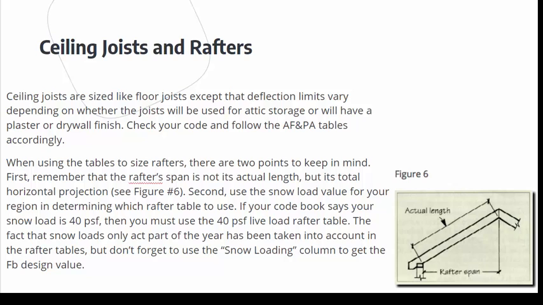When using the tables to size rafters, there are 2 points to keep in mind. First, remember that the rafter span is not the actual length, but its total horizontal projection, as you see in figure 6. Second, use a snow load value for your region in determining which rafter table to use. If your code book says your snow load is 40 pounds per square foot, then you must use a 40 pounds per square foot live load rafter table. The fact that snow loads only act part of the year has been taken into account in the tables, but don't forget to use a snow loading column to get the FB design value.